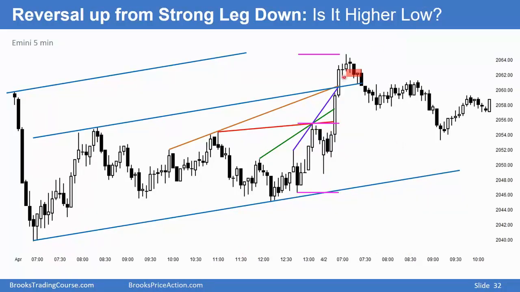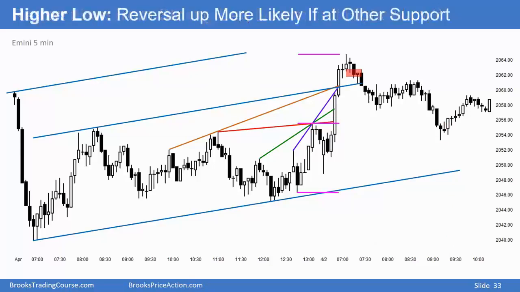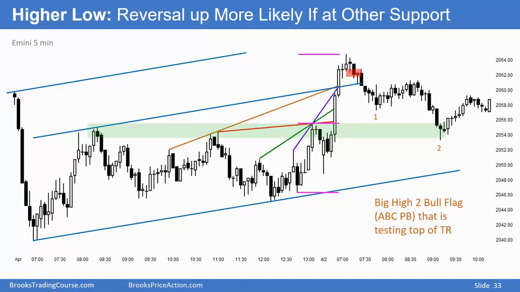At this point, I think it looks bullish. 2 legs down, 1 pullback, 2, and the pullback looks much weaker than the rally, and we're forming a higher low, and a breakout test, a pullback to the top of this trading range. High 2 bull flag, 2 legs down, 1 pullback, 2. You can call it an ABC pullback, A, B, C, testing the top of the trading range.